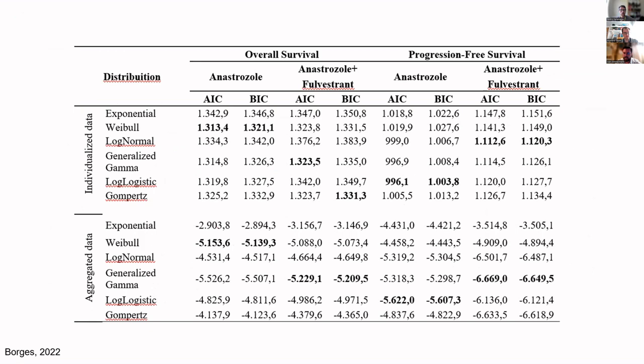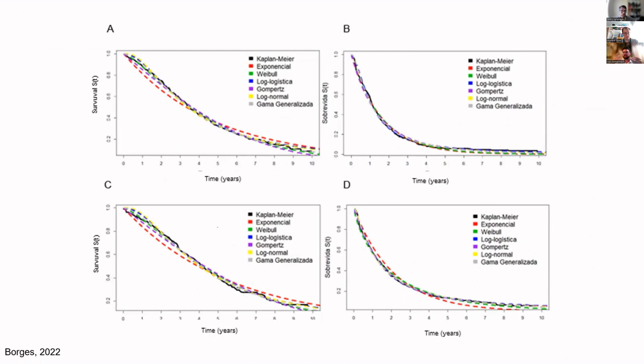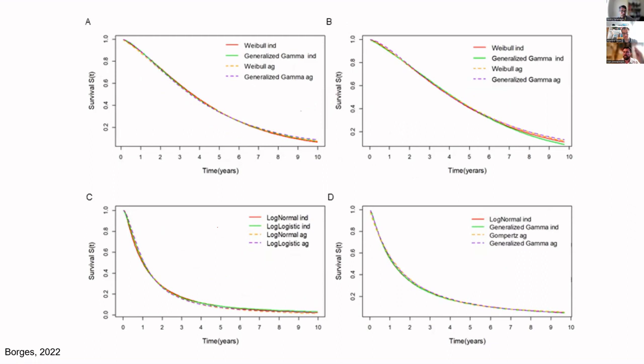It's not easy to see here how different they can be, but when we plot the two best curves from both the IPD and aggregated data, we can see that there's not too much difference. We can see that they are quite the same. They have quite the same behavior during the time that we have compared. The main difference was with the overall survival here.